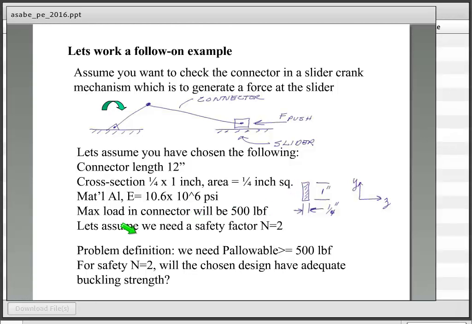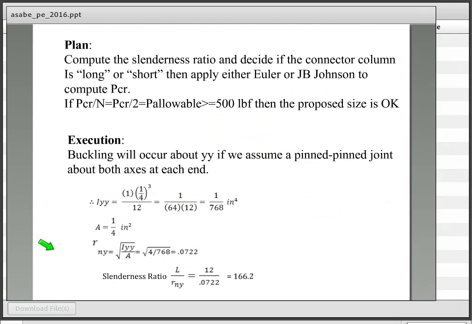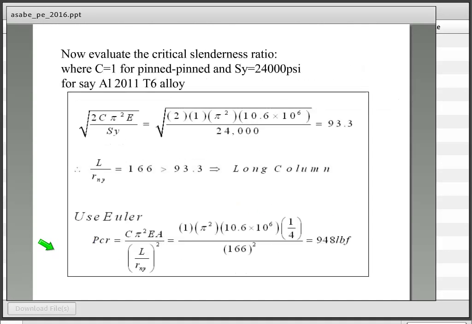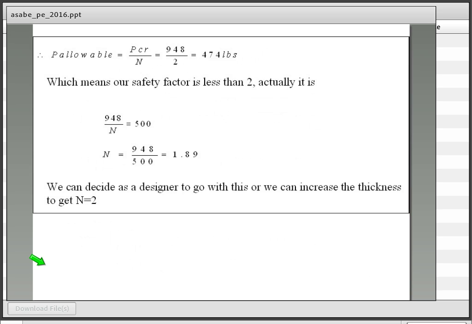And so just walk through calculating what would be the critical load for that, where I'm calculating that slenderness ratio, and ended up saying to use the Euler because the L over the slenderness ratio turned out to be greater than that 93.3 in this case. It's 166 actually, which took us to the Euler, not the J.B. Johnson. And then I calculated the allowable load of 474 pounds.